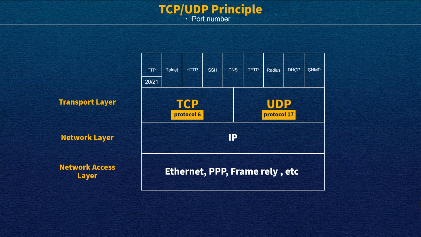The second one is Telnet. Telnet is used to remotely access devices. So you can sit in your office, but you still can run commands on your devices. Telnet also uses TCP as a transport layer protocol, and the port number is 23.